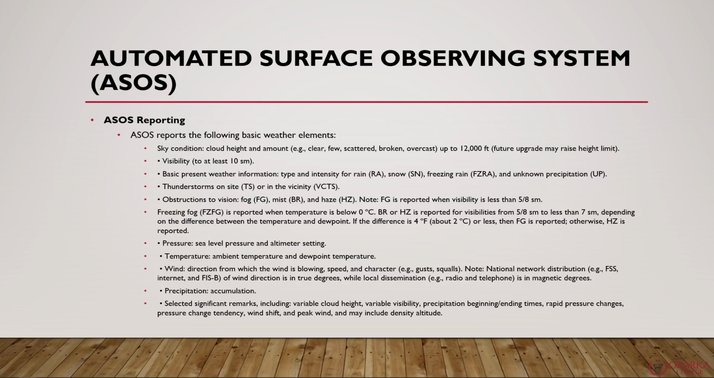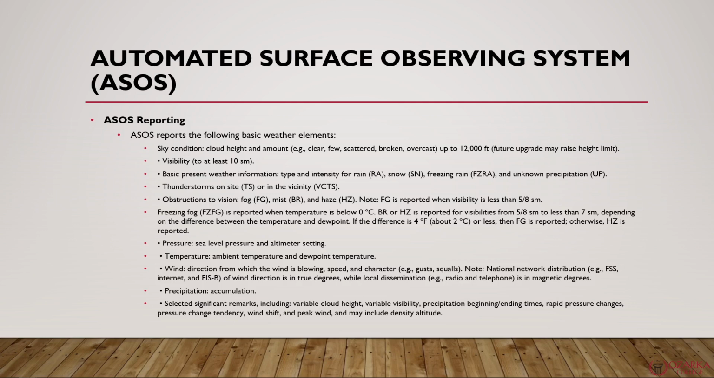Pressure, sea level pressure, and altimeter setting. Now, those are very important. You need to know how high off the ground you're going to be. You got to put that in your altimeter, right? So, temperature is going to be reported as ambient temperature and dew point temperature. Wind direction, from which way the wind is blowing, speed and character, gust or squalls.